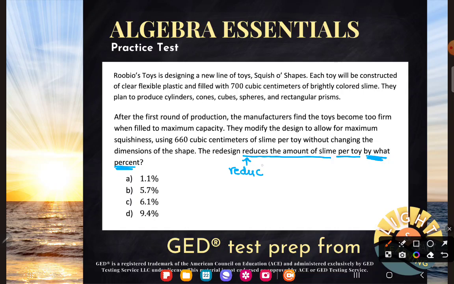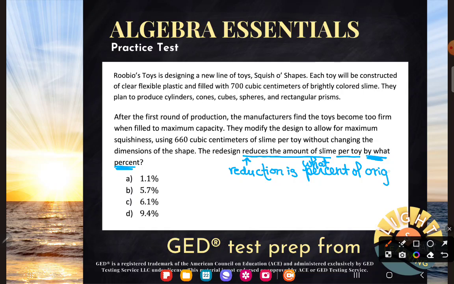Now you might say, what percent of what? When you're looking at percent change, it could be an increase, a decrease, reduce. There's a lot of ways they can say it, but it's always out of the original. Percent change is always out of the original. So the reduction is what percent of the original is what they're asking.